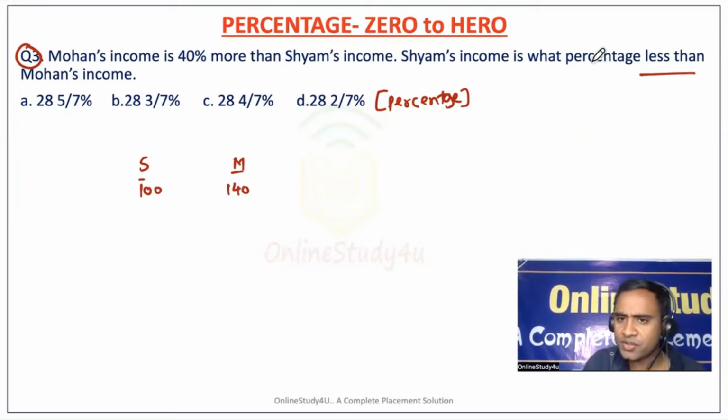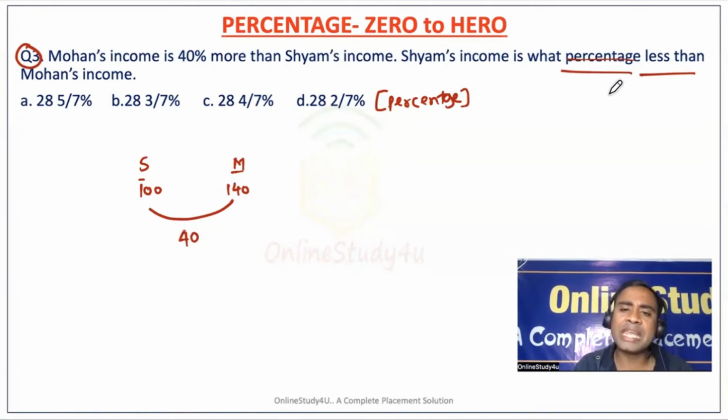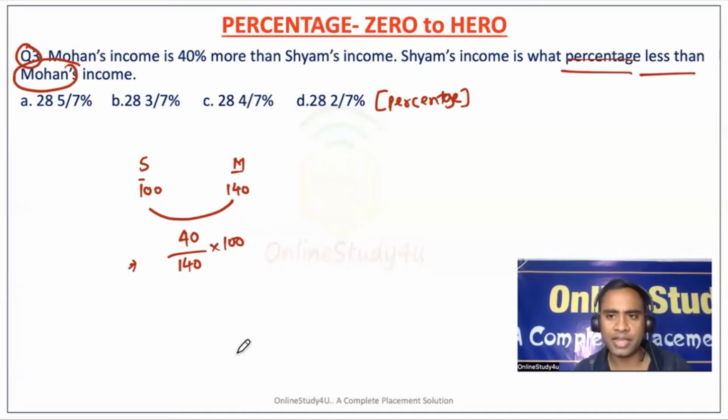Now, Syam's income is what percentage less than Mohan's income? First, forget about percentage. Syam's income is what value less than Mohan's income? So Syam's income is 40 less than Mohan's. Now we have to calculate the percentage. Syam's income is getting compared with whom? Syam's income is what percentage less than Mohan's income? So put Mohan down. Mohan is 140, into 100. So wherever the comparison is there, that will come down.